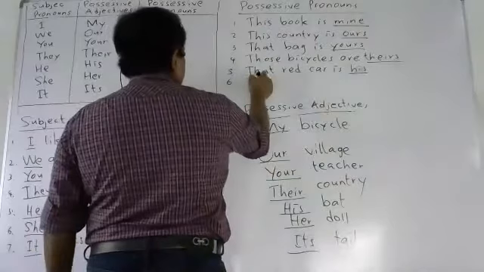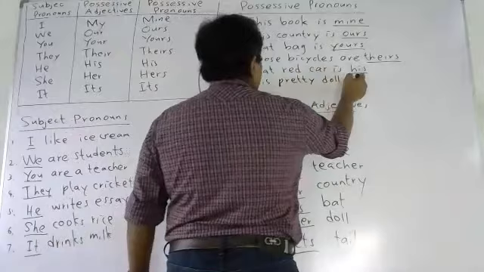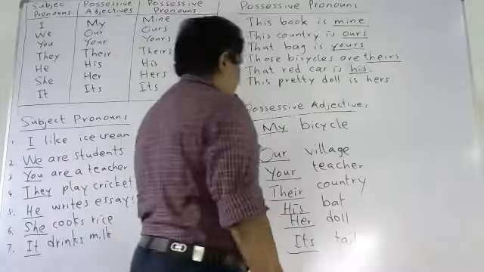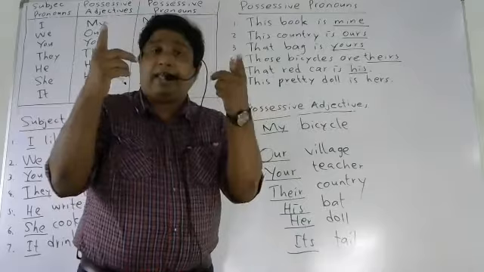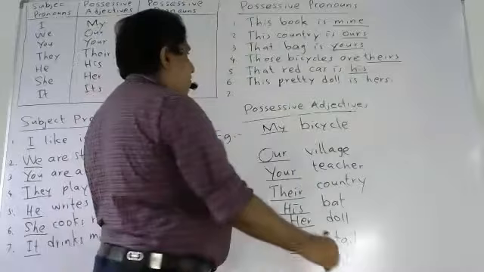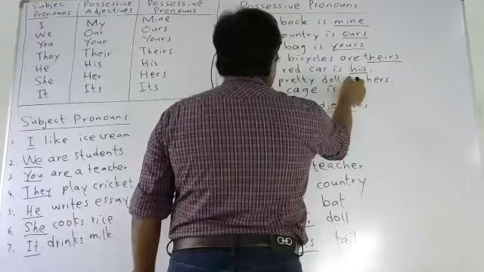And the other one, number seven. Now we can say that cage is its. That cage is its. It's, with an apostrophe, is not used here.